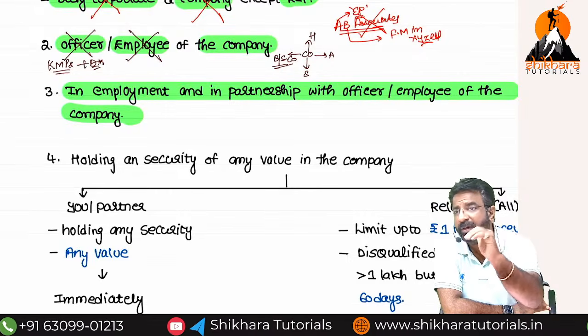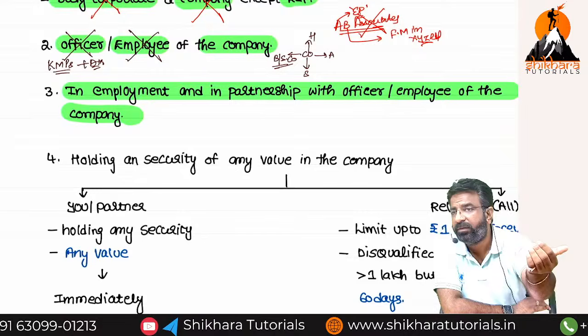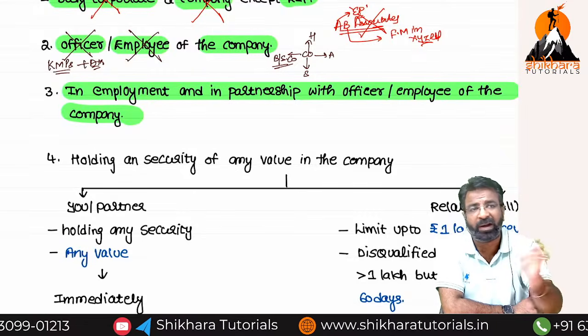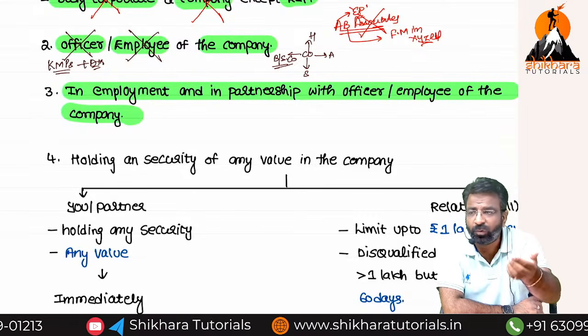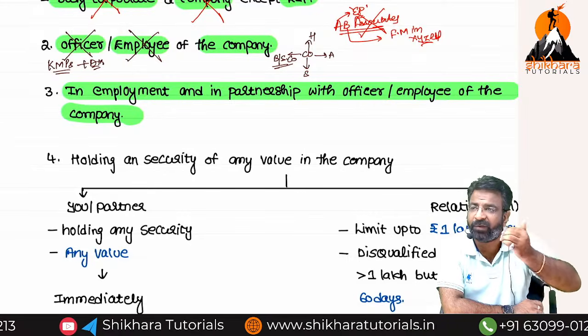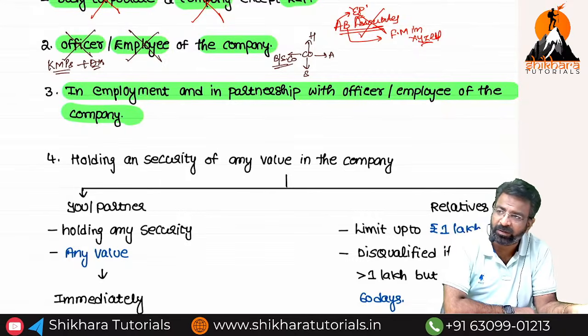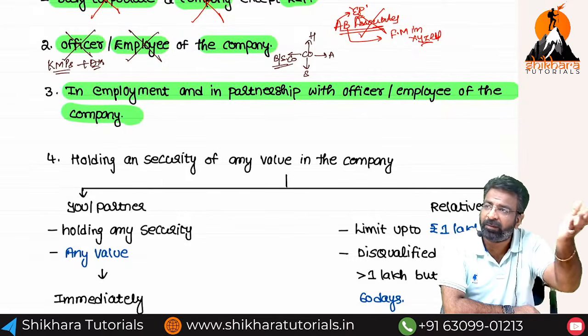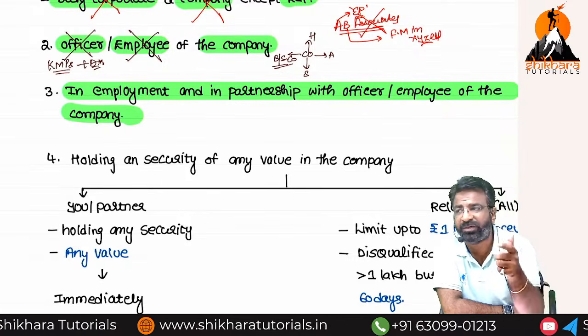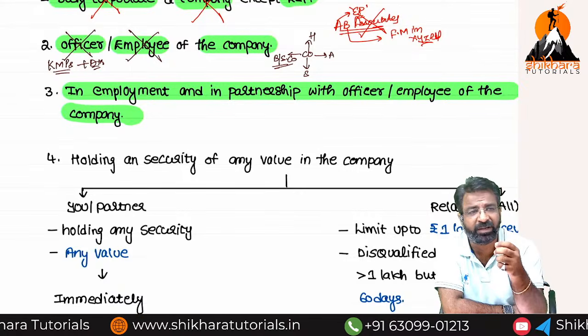In the second one, you were the officer and employee. In the third one, you or your partner are not the officer and employee. You entered into an agreement of employment or partnership with someone who is the officer or employee. So which one is a direct disqualification? The second one. Which one is indirect? The third.